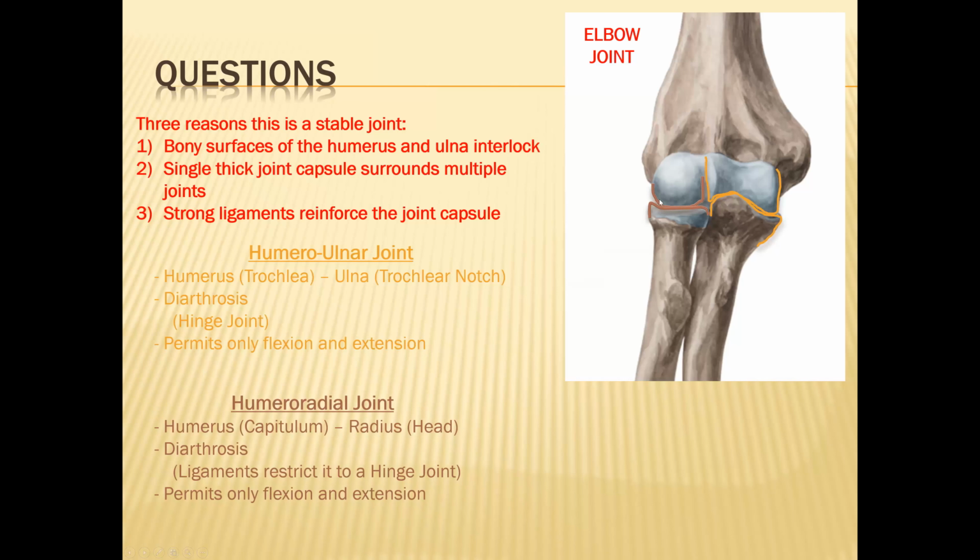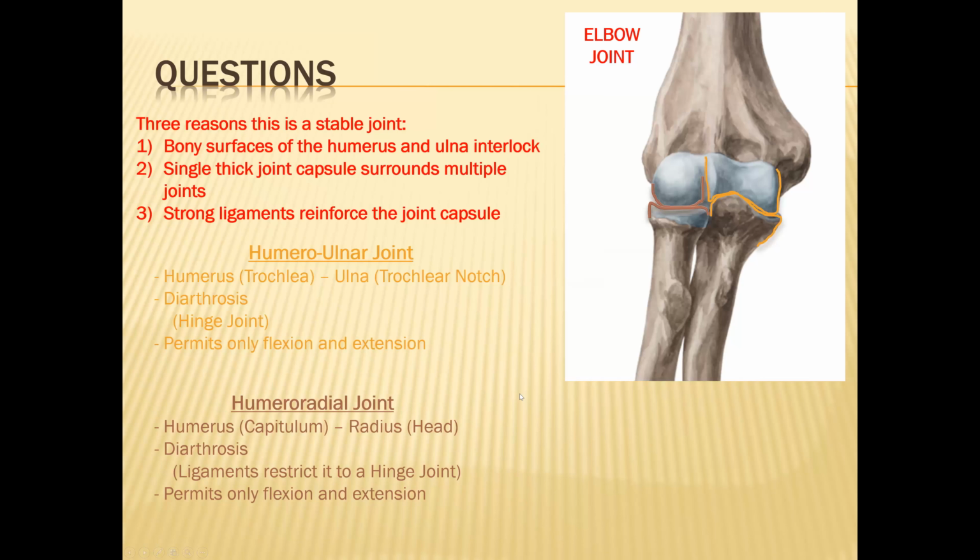The next joint we can see is the humeroradial joint, and that's outlined here in brown. This is between the capitulum of the humerus and the head of the radius. This is also a diarthrosis or synovial joint. Technically, if you were to take everything else away and you just had the radius and the humerus here, this would be a ball and socket joint where the capitulum looks a bit like a ball and the head of the radius has a socket. But because of the way the ligaments wrap around the elbow, it restricts this to acting like a hinge joint. So it can only work in one direction. So it permits only flexion and extension.